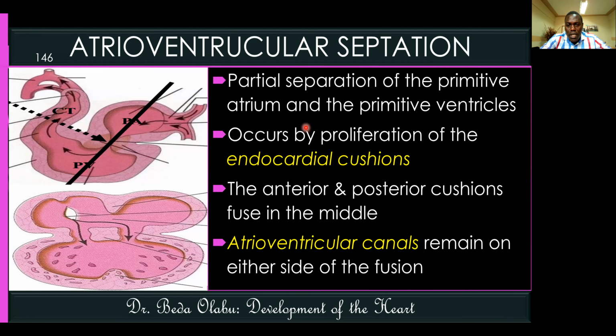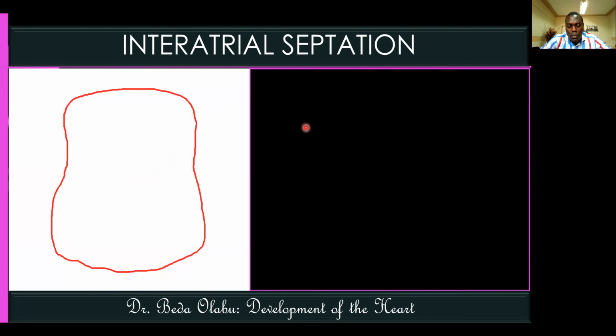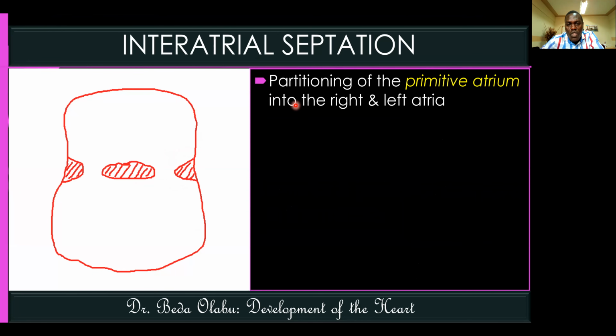Okay, let's talk about the second type of septation. The second type of septation is what we are calling interatrial septation. Interatrial septation is the separation of the primitive atrium. The primitive atrium needs to be separated into the right and the left atrium.